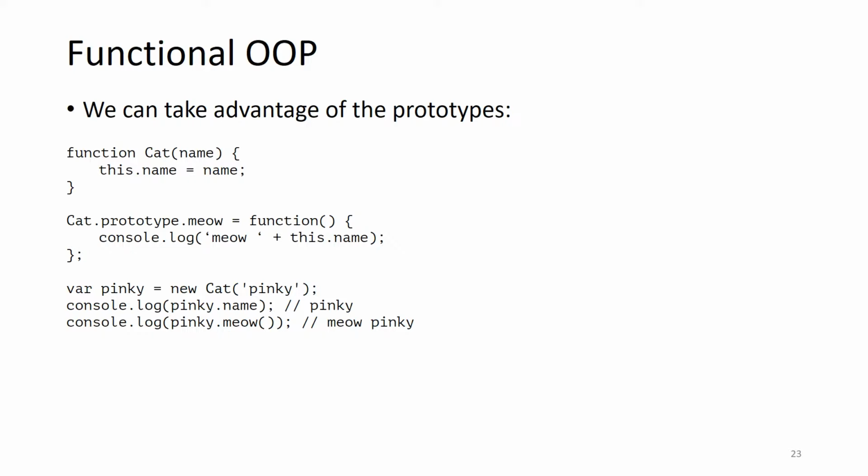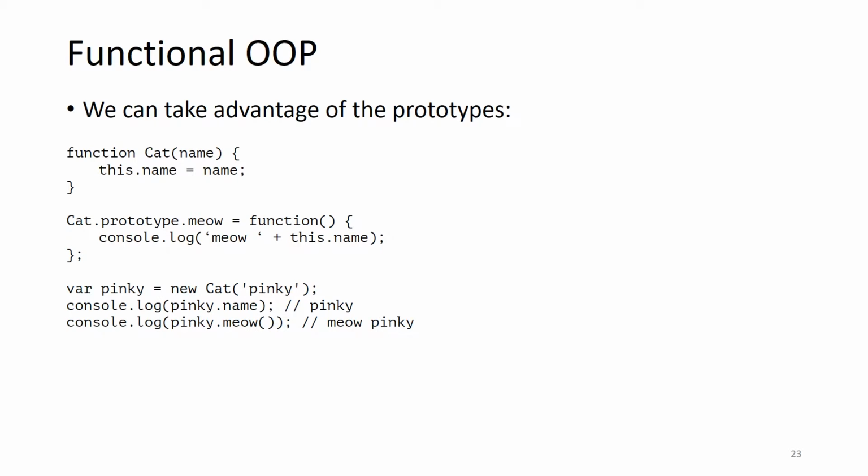And now, if we access pinky.meow, it will not find it directly in this object, but it will go up the prototype chain to the cat.prototype, which will have this meow function with some code. So this is basically a memory saver for us. We now take 1,000 times less space for storing this function.